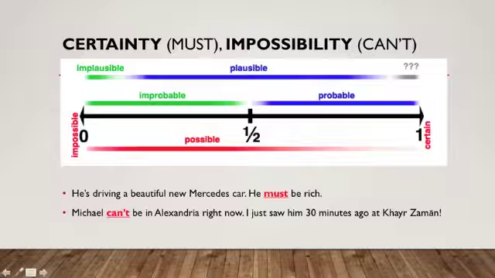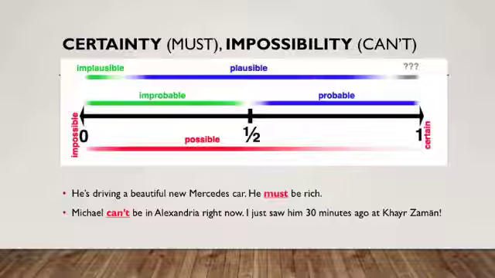Here we're going to talk about the modal verb must and the modal verb can't or cannot, to talk about the two extremes, الطرفين للrange ده. Certainty is here 100% أكيد. نستخدم must لنعبر عن certainty. والعكس كده نستخدم can't or cannot لنعبر عن impossibility، الاستحالة، حاجة مستحيلة.